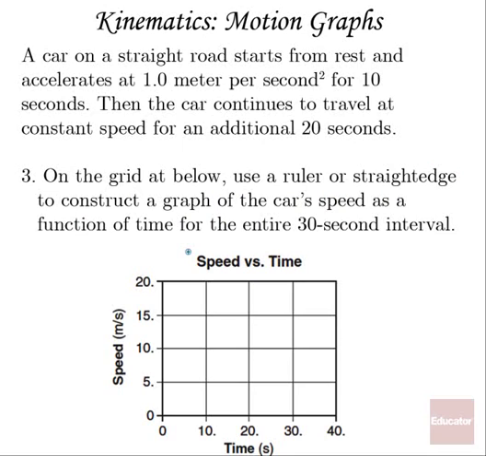Continuing on with the same story, the car on the straight road, but on the grid below we're going to use a ruler to construct a graph of the car's speed as a function of time for the entire 30-second interval. So at the end of 10 seconds, we know that our car was going 10 meters per second. So I can draw that on my graph, and then it continues to travel at constant speed for an additional 20 seconds. So that would be our graph of speed versus time.